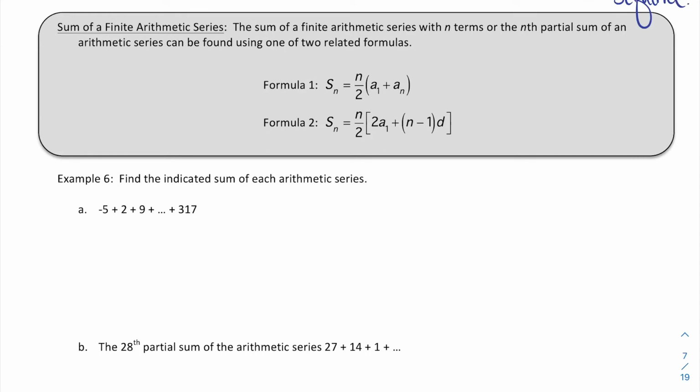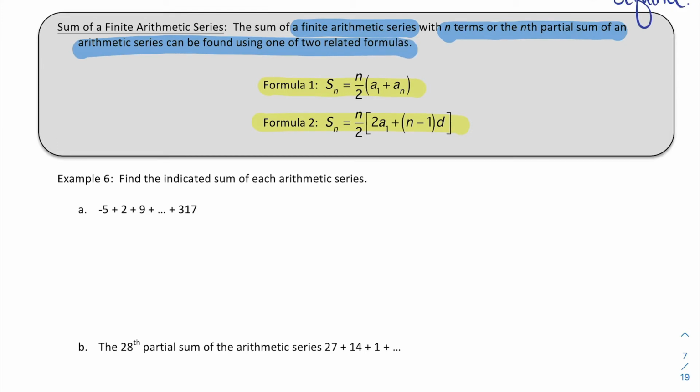Okay, so in these gray boxes, we have two formulas to help us do this. So the sum of A, I want you to notice something, finite. That means we have to know that there are not infinitely many terms. In an arithmetic series, you cannot find the sum of an infinite sequence. So this has to be finite. You're gonna have n terms and use one of these two formulas.